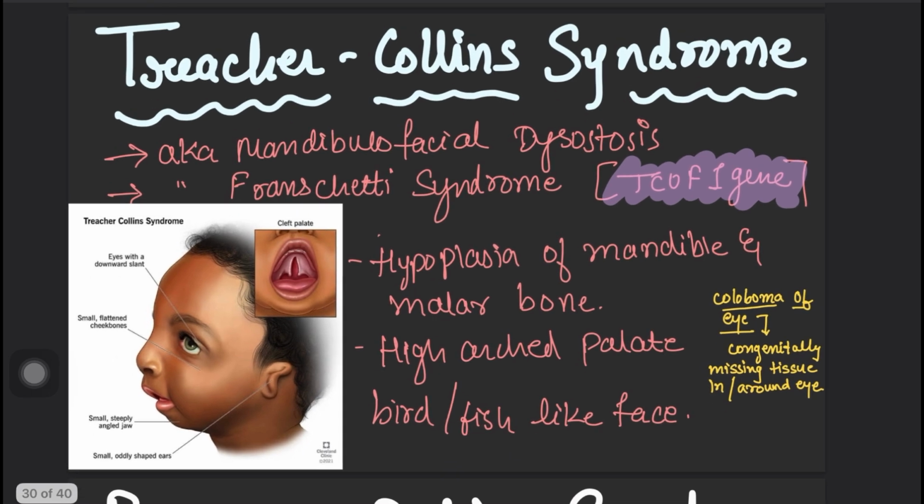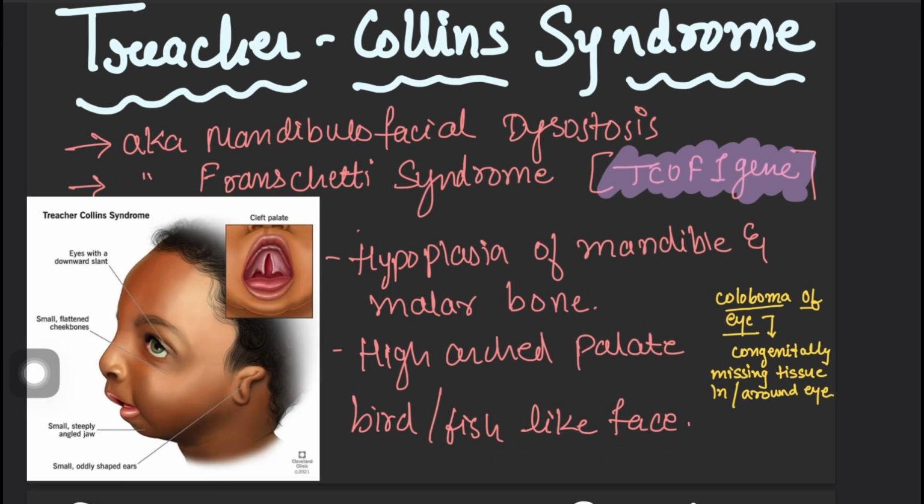Then it has a hypoplasia of mandible and malar bone. It is exact opposite of what comes in the craniofacial dysostosis. Here we have hypoplasia of mandible and malar bone. High arched palate is seen. Bird or fish like face is seen. In that we had a frog and parrot beak like face. Here we have bird and fish like face. Then here coloboma of eyes is seen, that is congenitally missing tissue in or around the eye.